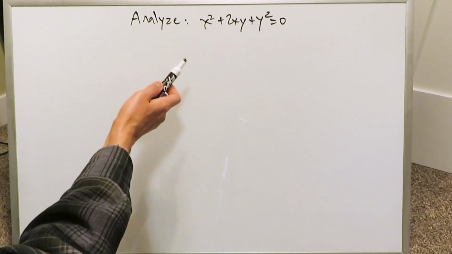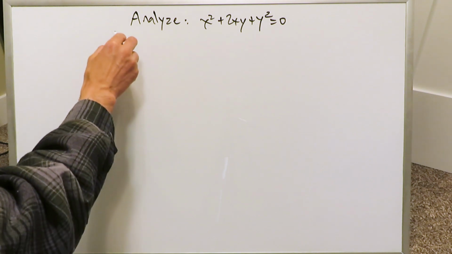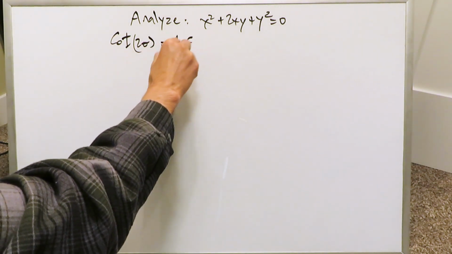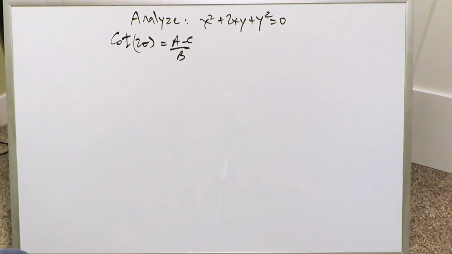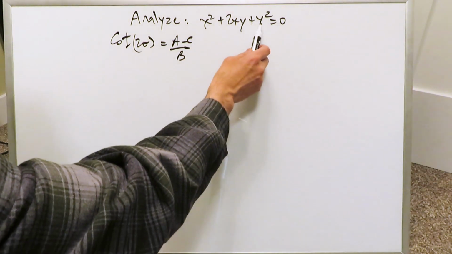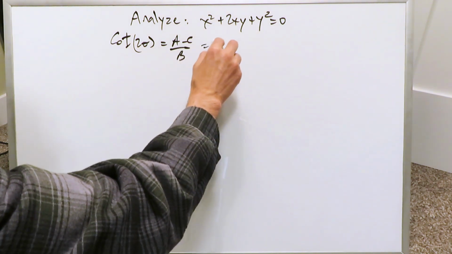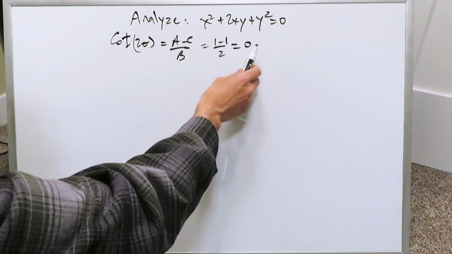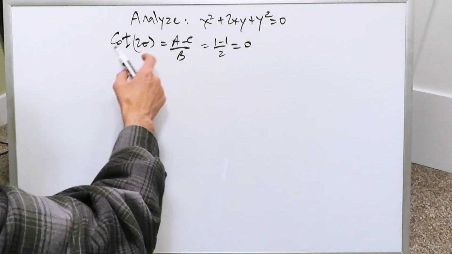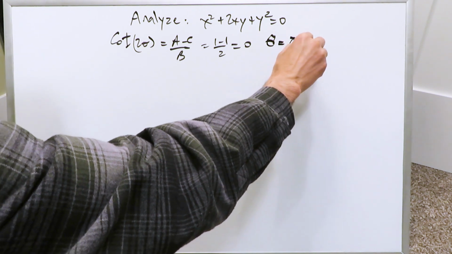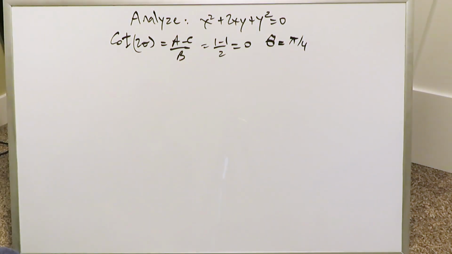If you look at this equation in terms of the angle, cotan 2 theta is equal to a minus c over b. It's not too hard because things will cancel out, zeroing out. You have a, c and a b. You'll have 1 minus 1 over 2, you'll have a 0. 2 theta is equal to inverse cotan of 0, which is pi over 2, and therefore theta is equal to pi over 2 divided by 2, pi over 4.